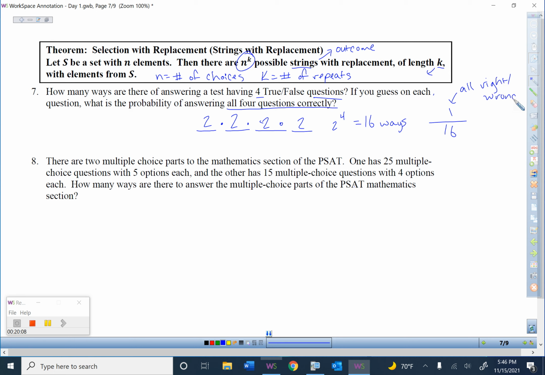That's not true if you get one wrong, because you could have the first one wrong, the second one wrong, the third one, or the fourth one wrong. But when it's all or none, it's exactly one way to do it.